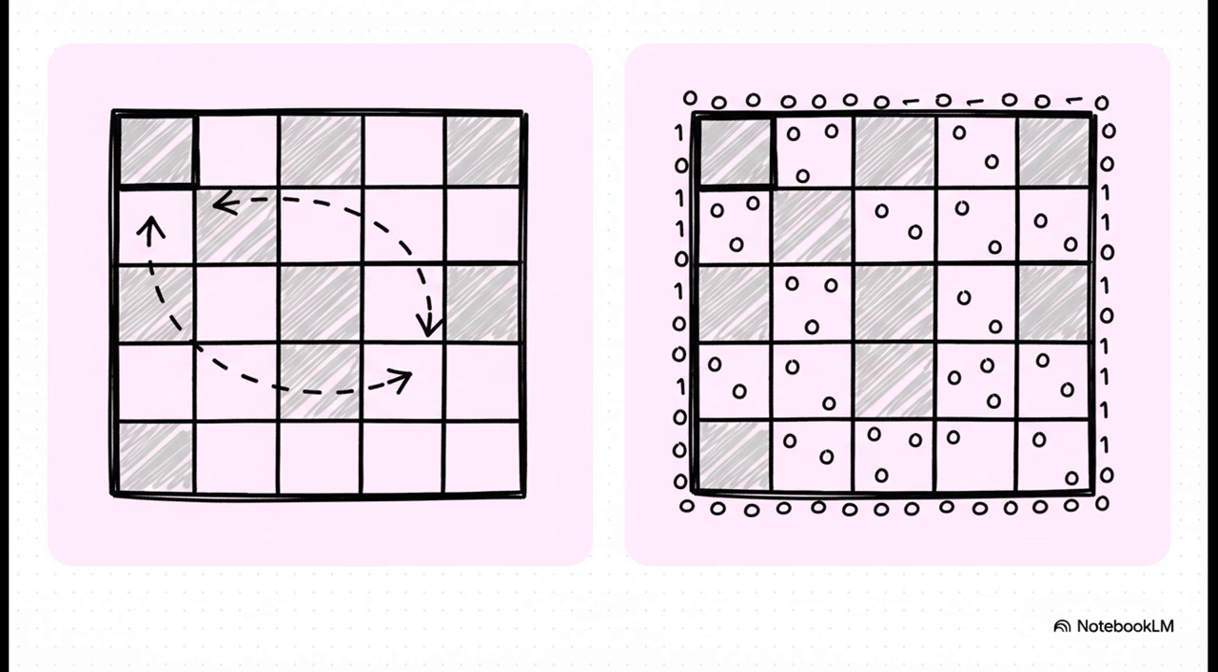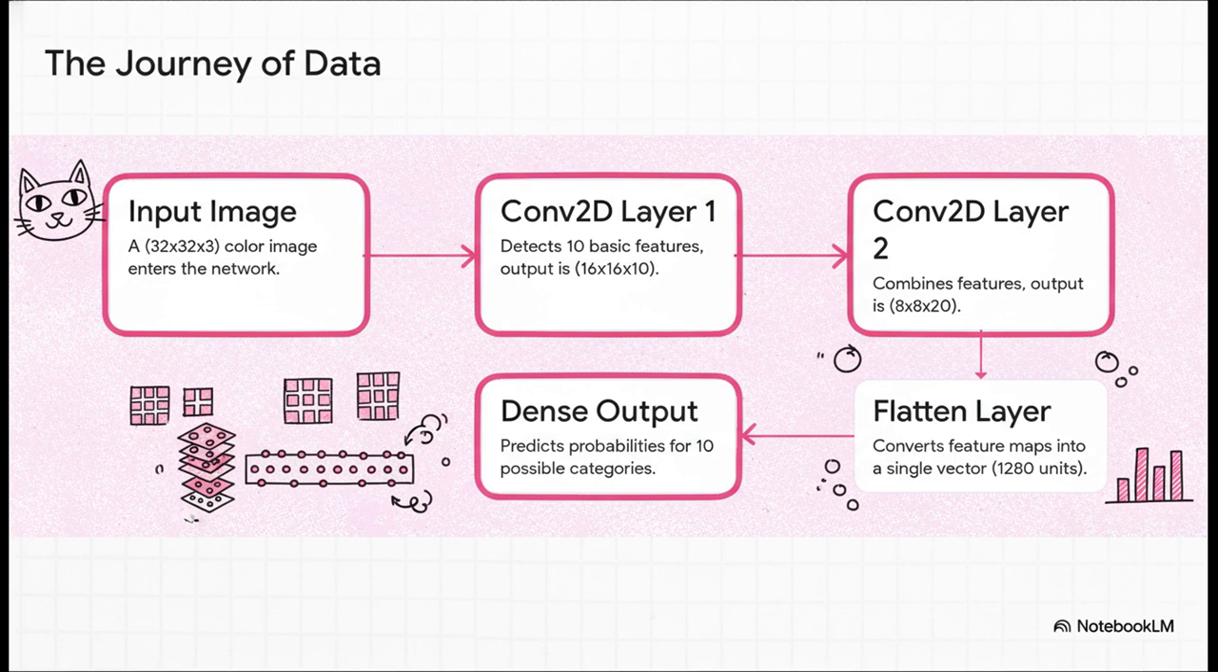The first is called stride, and it's just the step size. How big of a jump does the filter take as it moves across the image? A bigger stride means a faster scan, but you'll get a smaller map on the other side. The second dial is padding, and this is a really clever trick. It just adds a border of zeros all around the image. Why? Well, it lets the filter properly scan the pixels right at the very edge so we don't lose that valuable information.